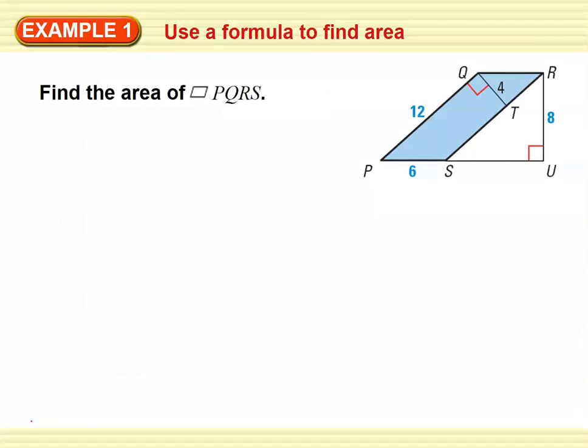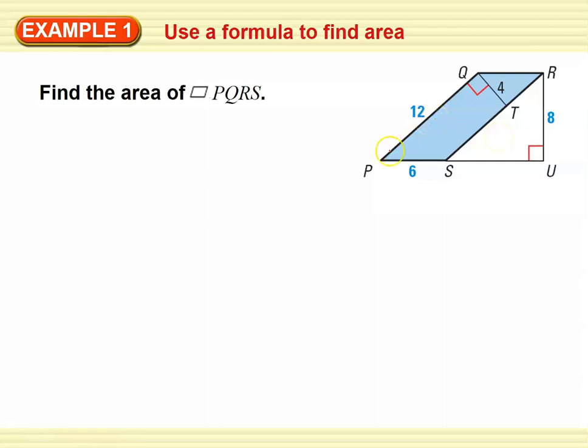Alright, so find the area of parallelogram PQRS. Now there's actually two ways to find the area of this parallelogram. The formula is base times height. But depending on the way you rotate this parallelogram, that can change which one you consider your base and which one you consider your height. But you'll notice you actually end up with the same answers.